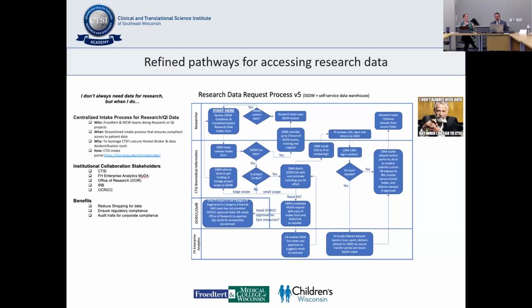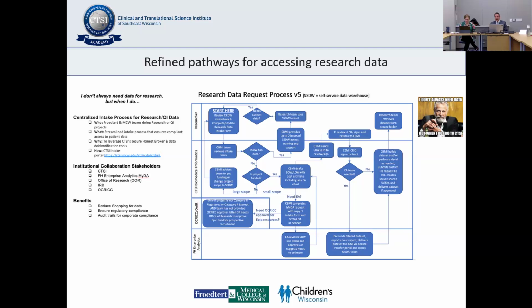Very busy slide, but this gives you a sense of the pathways for accessing the data. You can see we've got swim lanes divided out across the organization. This is for access to data for research purposes, not for clinical, not for QA, QI in the clinical space, but purely for research studies. You start in the upper left-hand corner of that box.